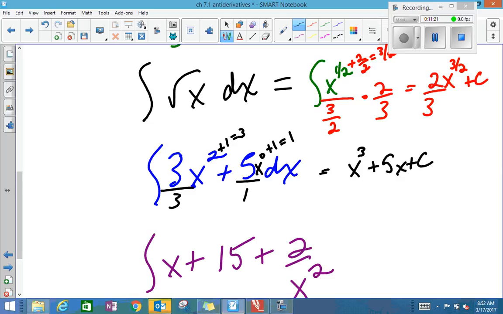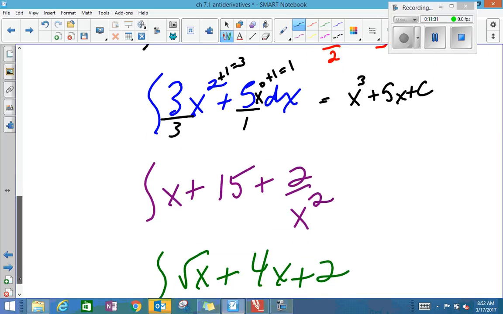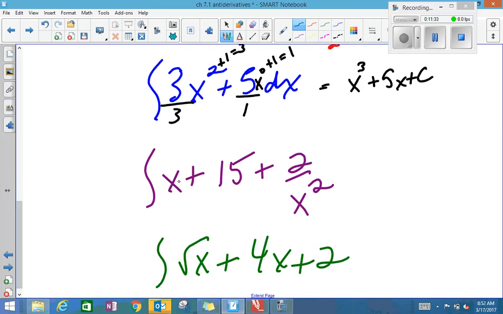It's a little confusing to go back and forth, but you can always take the derivative of it and see if you came up with your original function. Okay, let's try another one. x plus 15 plus 2x squared. Again, first I'm going to do a rewrite.